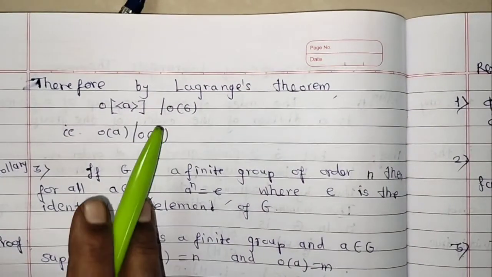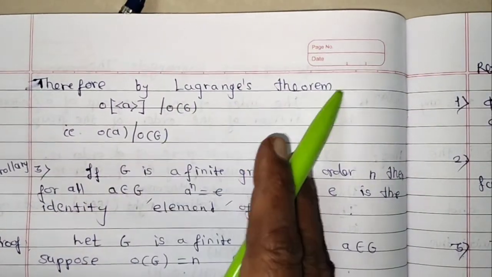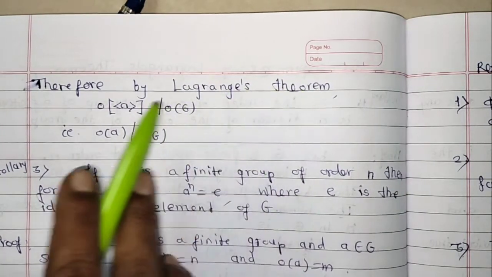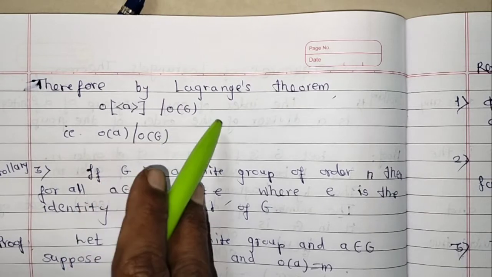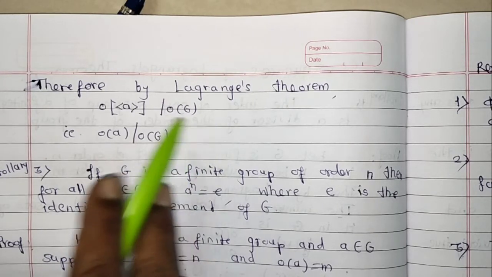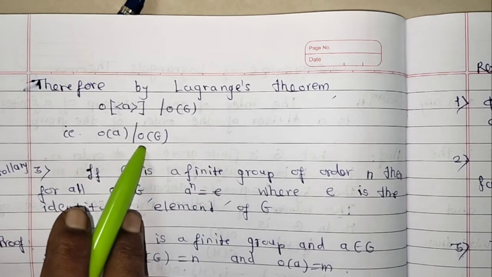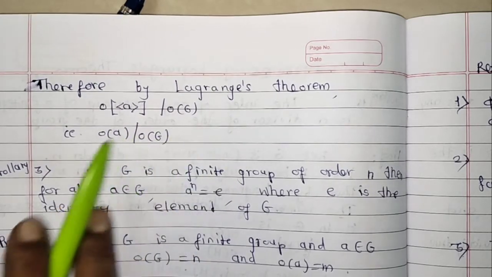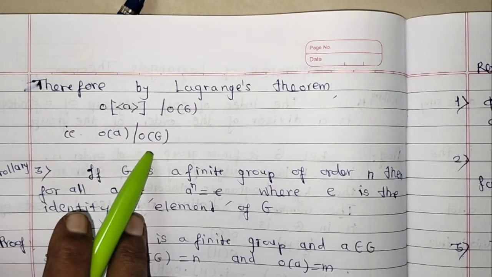Therefore, by Lagrange's theorem, the order of the cyclic group of a divides the order of G. Hence the order of a divides the order of G, that is, m divides n, since the order of a is m and the order of G is n.